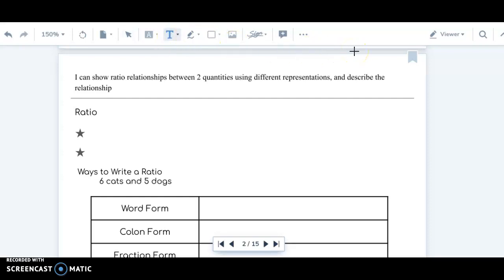Hello, today we're going to do our first video, all right? We're going to work on showing ratio relationships between two quantities using different representations and describing their relationship, okay?